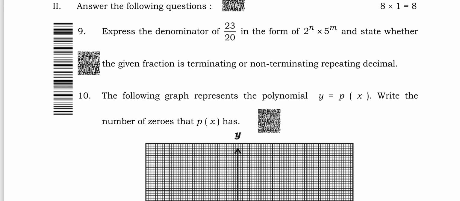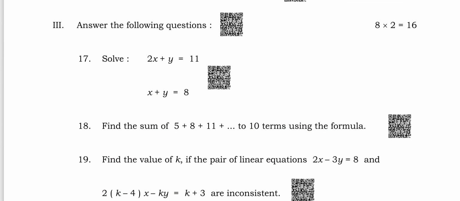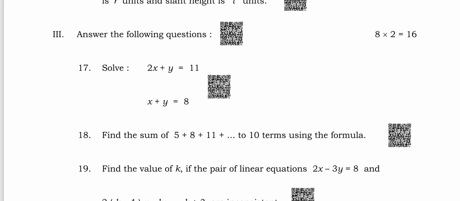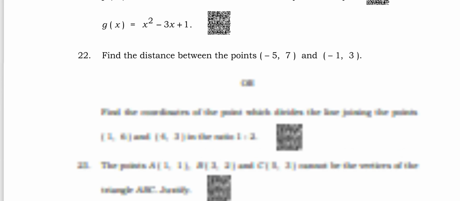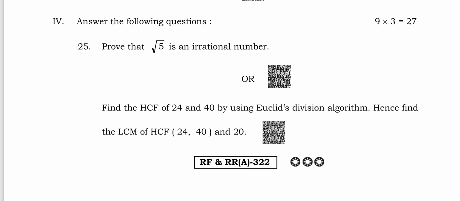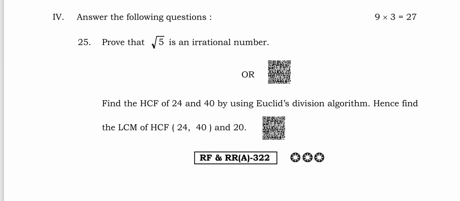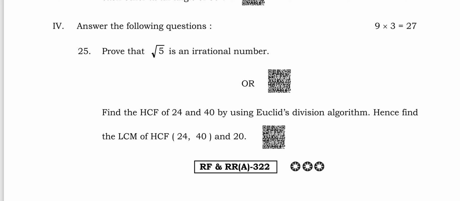Understood? After that, third main we have 2 mark questions. How many? 8 questions, each question carries 2 marks, total 16 marks. After that we have the next main, fourth main, 9 questions. 9 into 3, 27 marks. So totally we get 9 questions, each question carries 3 marks, 27 marks.